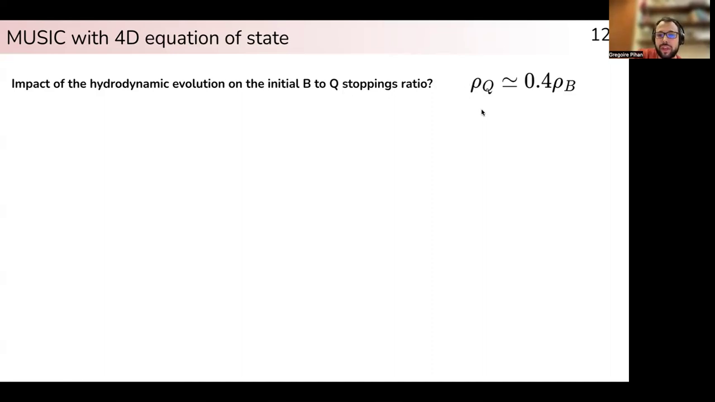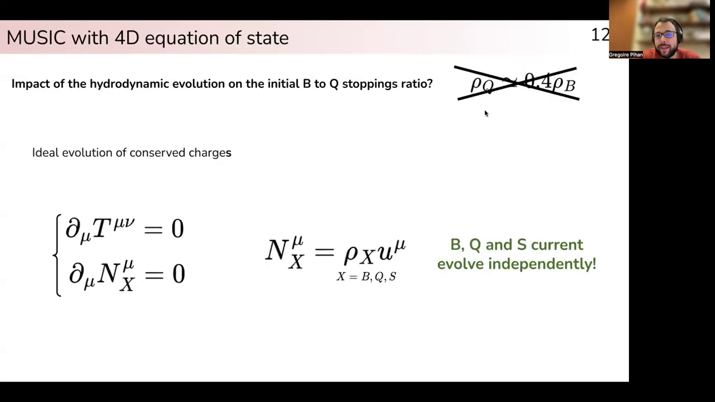It's just a simplification. But in our work, this is not possible because if we have a slight difference between B and Q at initial stage, and we put this into the hydrodynamics, and then we impose this constraint, then the ratio will always be 0.4, and we'll see nothing. So the idea is that we remove this constraint, and for this, we had to implement the evolution of the conserved charges into the MUSIC hydrodynamic evolution.